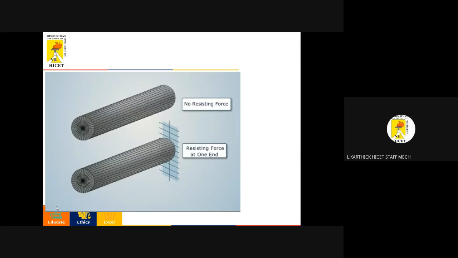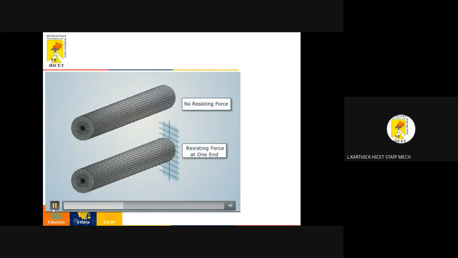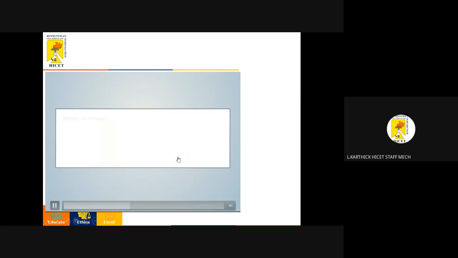One end of the shaft is fixed or resisted. Now the other end tries to twist or tends to move, then there will be a formation of twist. In this case, the torsion will come into action. Comparing these two, in the first it continuously rotates, but here it is fixed, and the twisting movement happens when it is fixed. That is the major difference between the two.